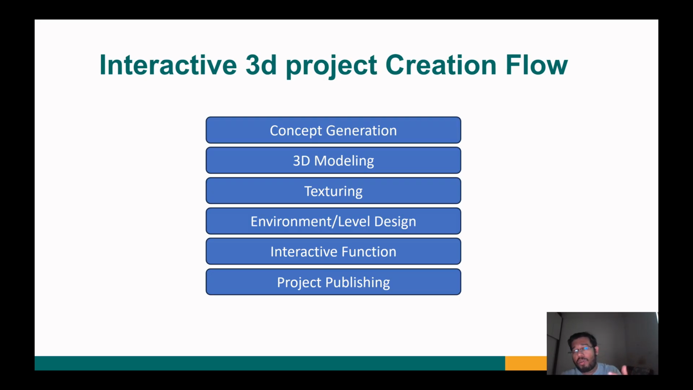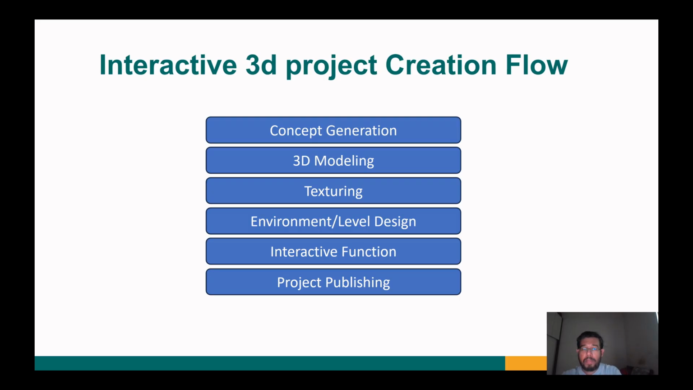So basically there are six steps you have to follow: from concept generation to 3D modeling to texturing, environment or level design, interactive functionality, and project publishing. So they are actually the basic six categories, but they are different topics. Okay, we will discuss the different topics in later upcoming sessions.